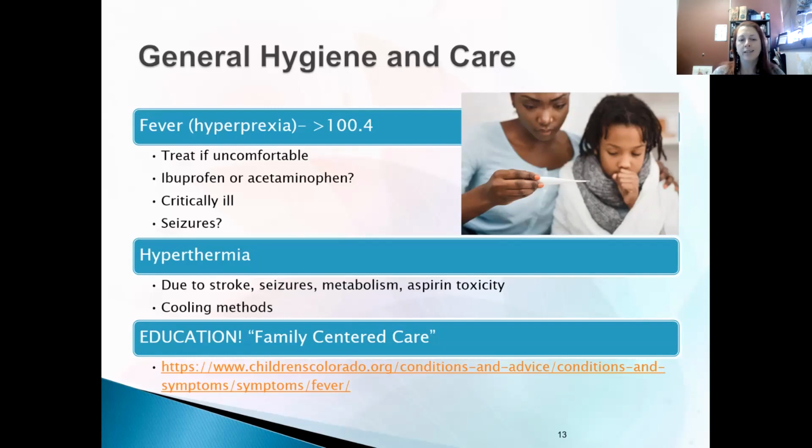All right, I put a link to the Children's Hospital website on fevers because it's got some great information about Motrin and Tylenol dosing, when and how to treat fevers, and when you see the doctor and when not. It's a really helpful resource for parents related to this. Kids get fevers all the time, but just how to manage that is important to think about.